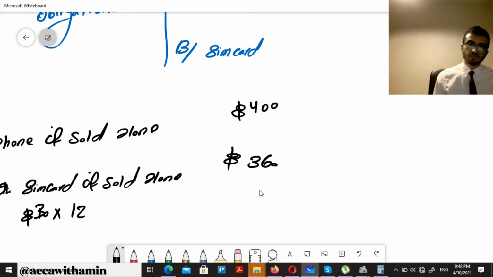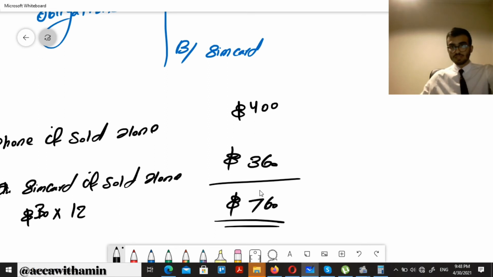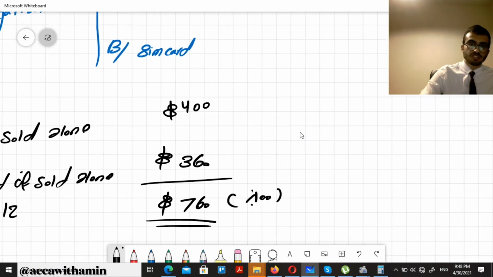Okay, what would be the total amount? It would be 760. You agree? Yes. Phone alone 400. $30 times 12 gives us 360. So the aggregated amount would be $760. Guys, this $760 means 100% of the price that we could probably have if we had to sell them separately.